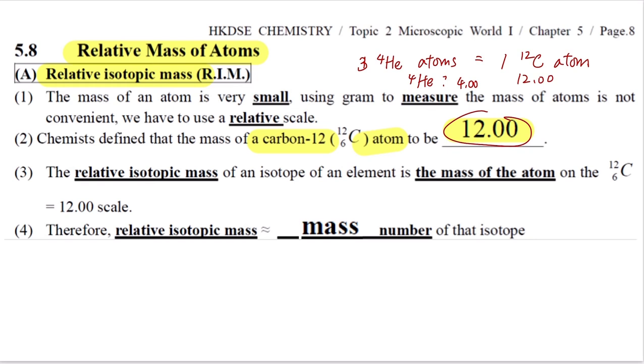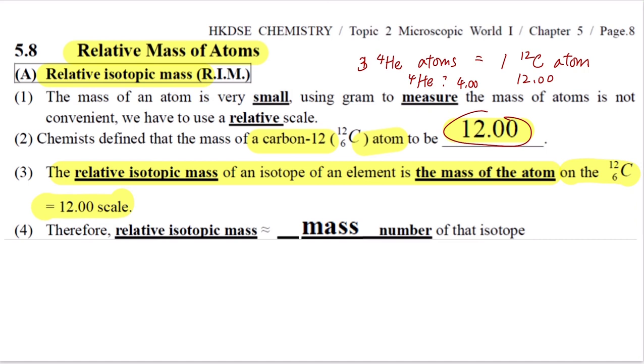So let us go back to the definition. The relative isotopic mass of an isotope of an element is the mass of an atom on the carbon 12 equals 12 scale. We set one, and all the others are compared out. After setting carbon 12 as 12.00, all the others are compared.